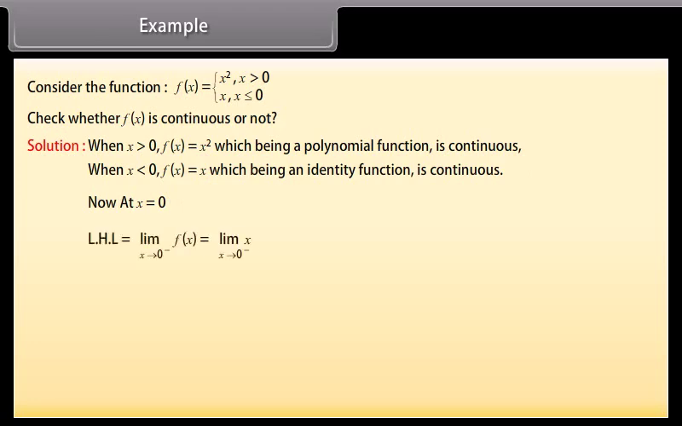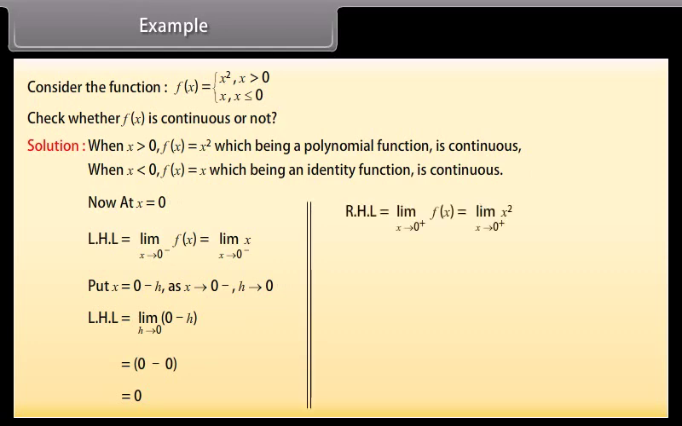Left-hand limit: limit as x approaches 0 minus of f(x) is equal to limit as x approaches 0 minus of x. Put x = 0 − h. As x approaches 0 minus, h approaches 0. Left-hand limit is equal to limit as h approaches 0 of (0 − h) = 0 − 0 = 0.